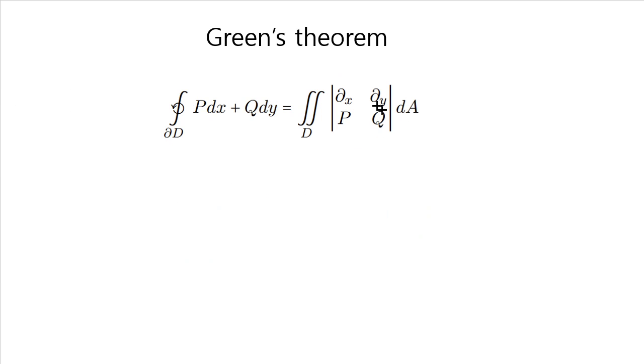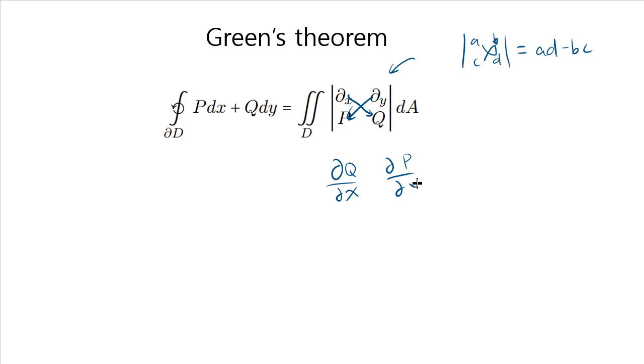Here, you see this one here is the determinant. As you know, the determinant of A, B, C, D is AD minus BC, right? So if this hits Q, then this becomes partial of Q with respect to X, and when this hits P, that becomes partial of P with respect to Y, and you're subtracting just because of that. So indeed, this is the same as our previous formula, but how this is written is much better because it's perfectly symmetric.